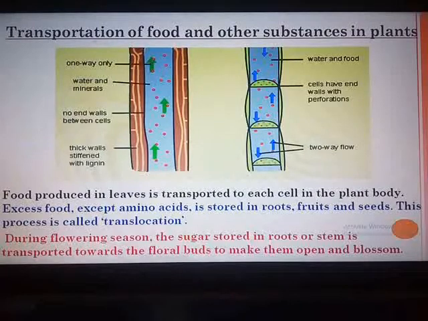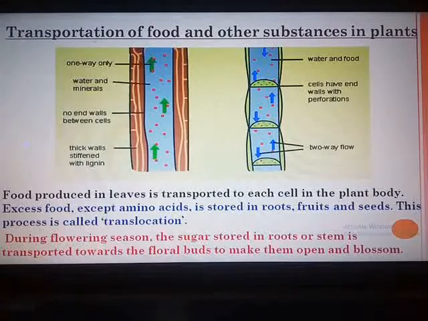This is about the transportation of food and other substances in plants. With this topic, we have completed the first topic of the chapter, that is transportation. Now in this chapter, we are going to study about the different life processes. One which we have completed today is transportation. Next, we are going to study about the excretion system in plants and human beings. Then we are going to study about the coordination which is brought about in human beings.